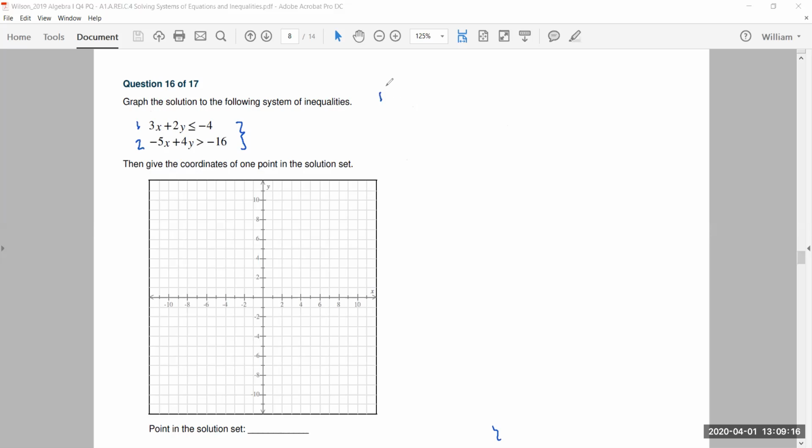And so equation number 1, we have 3x plus 2y less than or equal to -4. And we're going to solve for y, putting it in slope-intercept form. So first I'm going to subtract 3x from both sides. And this adds to give 0. And that leaves only 2y, which is less than or equal to -3x minus 4. So now to solve for y, I will divide by 2.